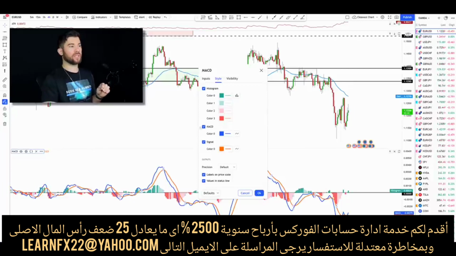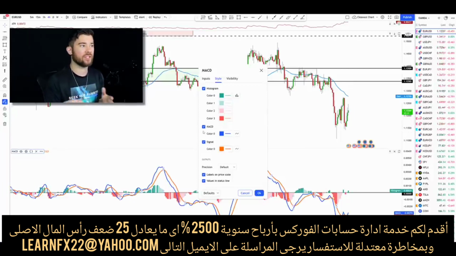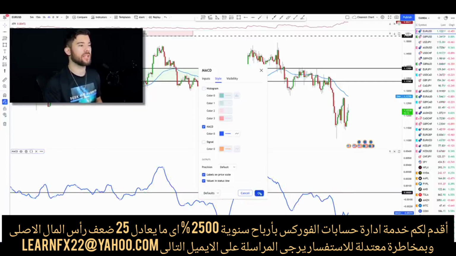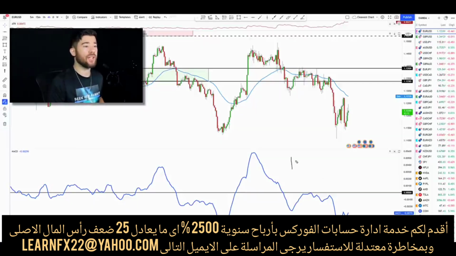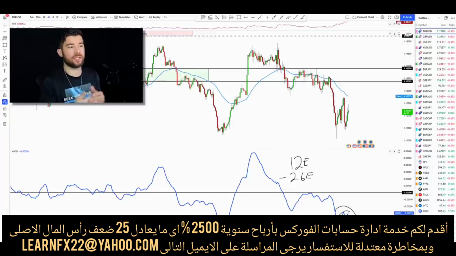The first line that the MACD indicator has is called the MACD line. We also have something called a signal line, and we have our histogram, right? But in the most simple form, let's start with the MACD line. What's the math behind it? The math behind the MACD line is pretty simple. It's just the 12 EMA minus the 26 EMA. That's how the indicator plots the MACD line.